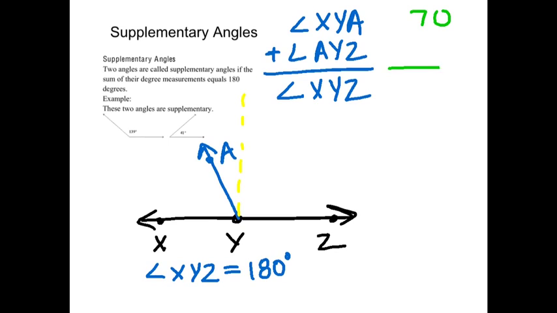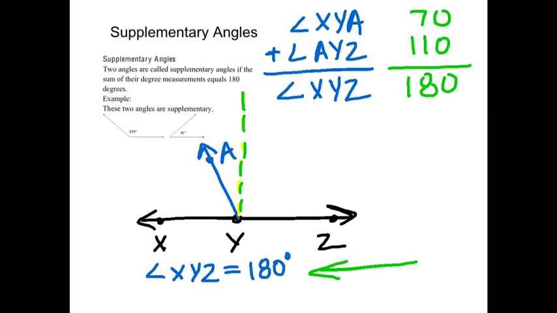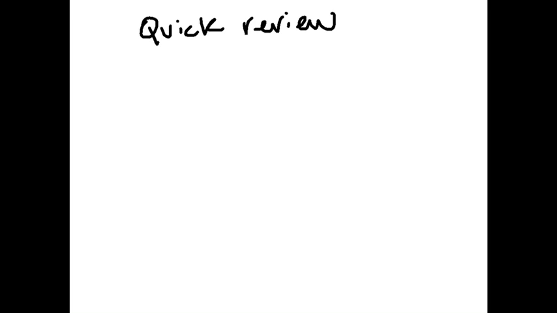So if that one is 70, and we know that XYZ is 180, then we can get another one here, right? So angle AYZ then would be 110 degrees. And that kind of makes sense, because again, if we looked at this dotted line here, we're saying that's roughly 90. This is more than 90, and that kind of makes sense, okay? So the take-home here is this definition. Two angles are called supplementary angles if the sum of the degree measurements equals 180. Okay, just a quick review on that.